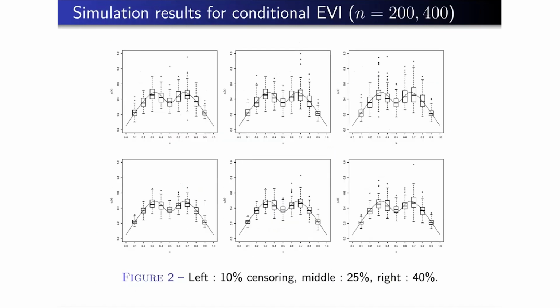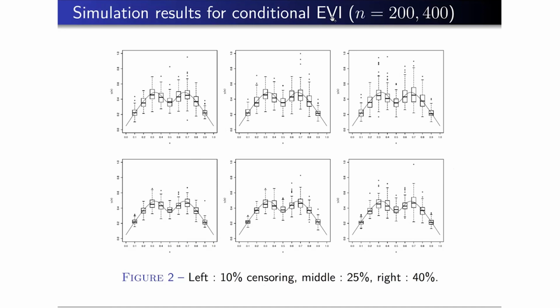And to have a view of what was done here, this curve is the curve I want to estimate. These are box plots, and we use censoring proportions of 10% on the left here, 25% in the middle, and 40% on the right. We check that when the censoring percentage is growing, the estimate is more and more not good. It is good here, but what I mean is that it is better when the proportion is small, right?